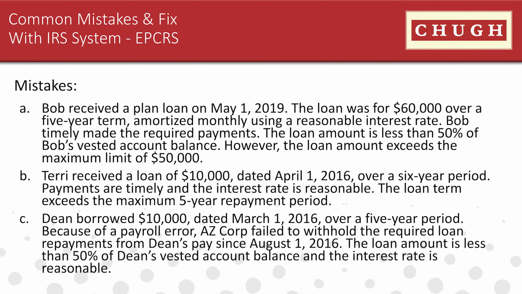Second mistake: Terry received a loan of $10,000 dated April 1st, 2016 over a 6-year period. Payments are timely and the interest rate is reasonable. The loan term exceeds the maximum 5-year repayment period. The third mistake: Dean borrowed $10,000 dated March 1, 2016 over a 5-year period. Because of a payroll error, AZ Corporation failed to withhold the required loan repayments from Dean's pay since August 1, 2016. The loan amount is less than 50% of Dean's vested account balance and the interest rate is reasonable. So now I'm going to explain with the solution how this error can be fixed.